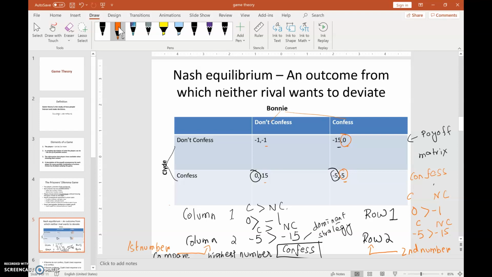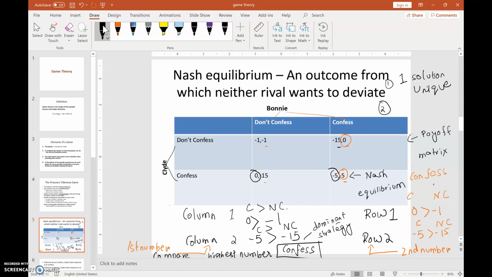So I have 2 circles in one of the boxes, and this is the solution or the Nash equilibrium of this game. Because we have only one Nash equilibrium or one solution to this game, we say this Nash equilibrium is unique.